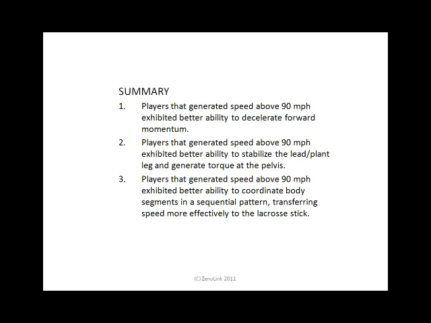Players that generated above 90 mile an hour speed exhibited better ability to decelerate forward momentum. That's the control of the center mass. Those above 90 exhibited better ability to stabilize the lead plant leg and generate torque, as we just discussed. And players that generate above 90 mile an hour speed exhibited better ability to coordinate body segments and sequential pattern, transferring speed more effectively to the lacrosse stick. And that's our core differentiation and bracing, which we refer to as one group as the kinetic link.